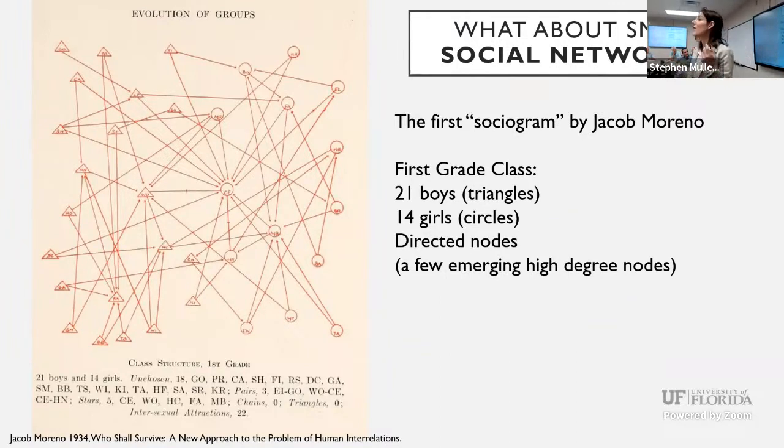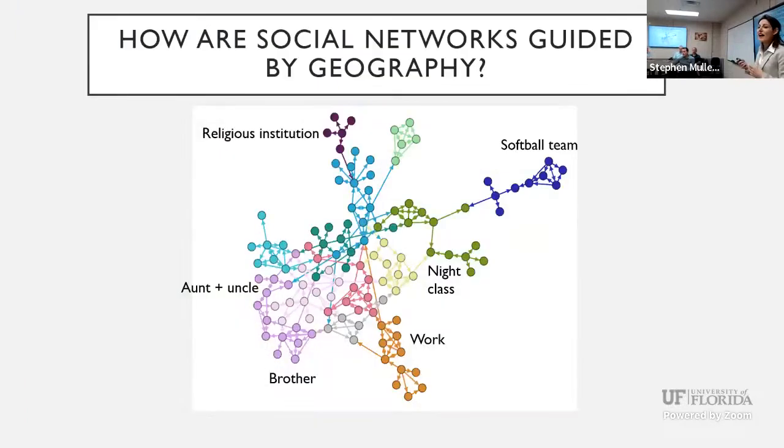So this is an example of one of the first recorded times that we were able to see links and nodes. And how are social networks guided by geography? That is a big question of mine, and I very much enjoy taking a look at that. So maybe this is a social network of yours. Maybe this is a social network of mine. And the nodes are people that we know, and the links between them are who is connected to whom.